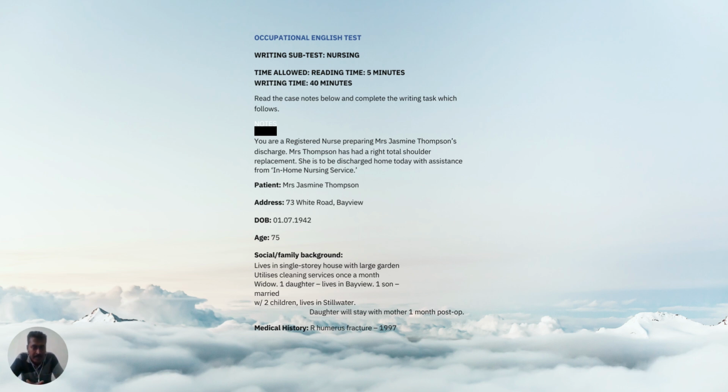You are a registered nurse preparing Mrs. Jasmine Thompson's discharge. So there is a clue. So it is a discharge letter. Mrs. Thompson has had a right total shoulder replacement. She is to be discharged home today with the assistance of an in-home nursing service. So there is a clue given. Okay, so this is a discharge letter and the patient's name is given. Why he or she was admitted to the hospital was also mentioned.